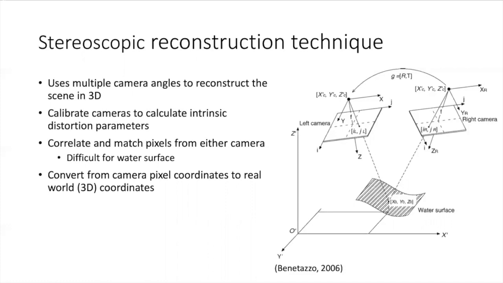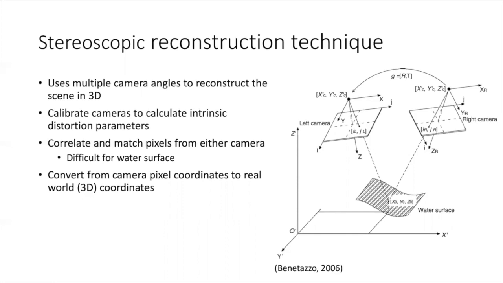So in the figure on the right, you can see it's two different cameras looking at a water surface from different angles. And from these different angles, you can triangulate these pixels of the water surface. So to do this, you need to first calibrate the cameras to understand their intrinsic distortion parameters and use these to be able to correlate and match pixels from either camera. This is extremely difficult for a water surface because you have lots of reflection and refraction of the scene going on, and the software can't always correlate and match these pixels perfectly.